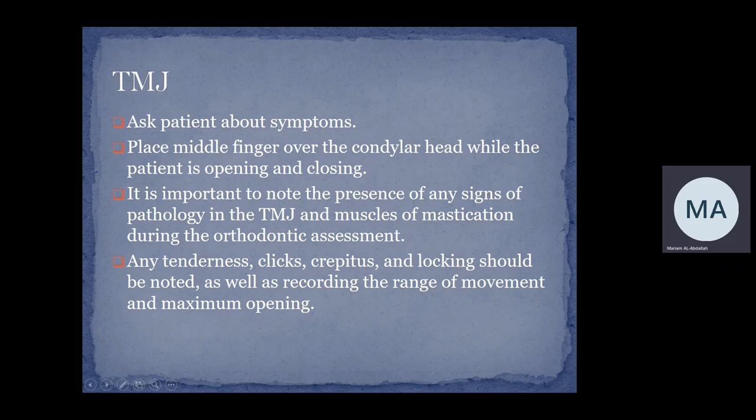Now, finally, we come to the temporomandibular joint. It's important to ask the patient about any symptoms related to this joint. We place our middle finger over the condylar head while the patient is asked to open and close and to go to both sides, lateral movements, and protrusion of the mandible. It's important to note any signs of pathology, for example, tenderness, clicks, crepitus, locking of the joint. You need to record range of movements and maximum opening.